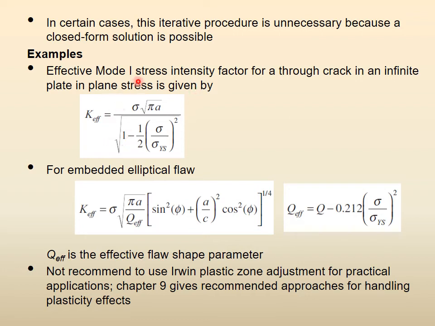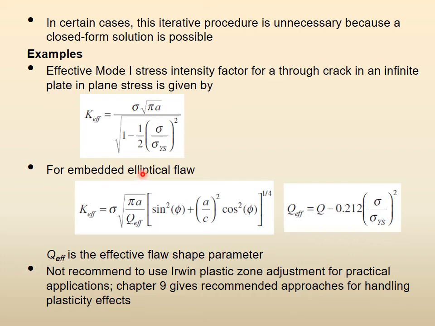K effective for this, right, through crack in an infinite plane stress, sigma root pi A under root 1 minus half sigma by sigma ys square. Right, sigma is the remote stress, sigma ys is the yield strength of the material, A is the crack size. So there is no A effective. A effective is directly put inside, right?